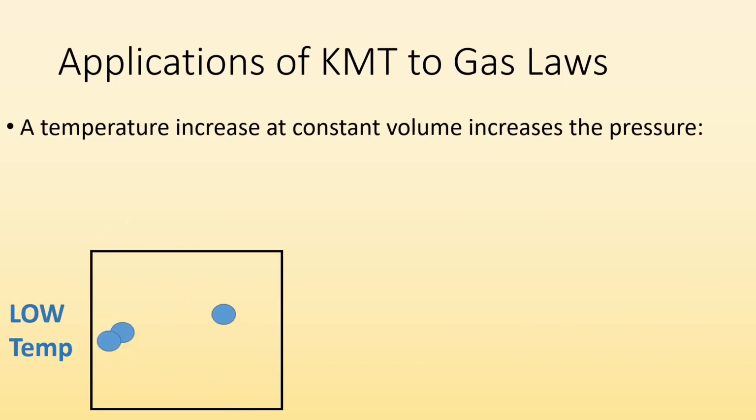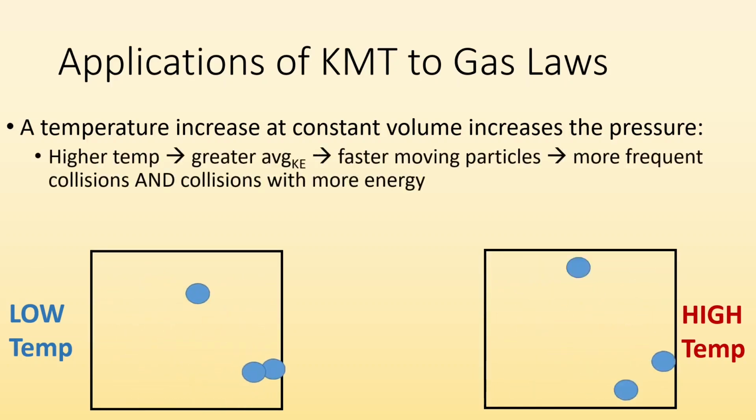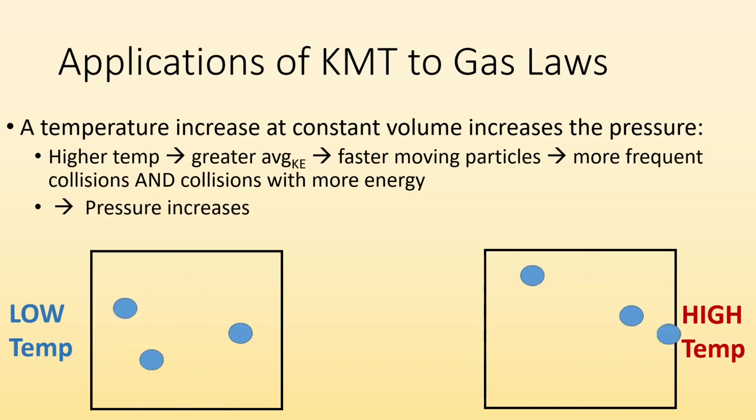More applications. As the temperature increases at a constant volume, it increases the pressure. So we have low temperature, things moving slowly on the left. We have high temperature, things moving a lot quicker on the right. Why do we end up with higher pressure under higher temperatures? Well, higher temperature means greater average kinetic energy, which means those particles are moving faster, which means they're going to collide more frequently, and those collisions have more energy. So we end up with an increase in pressure.